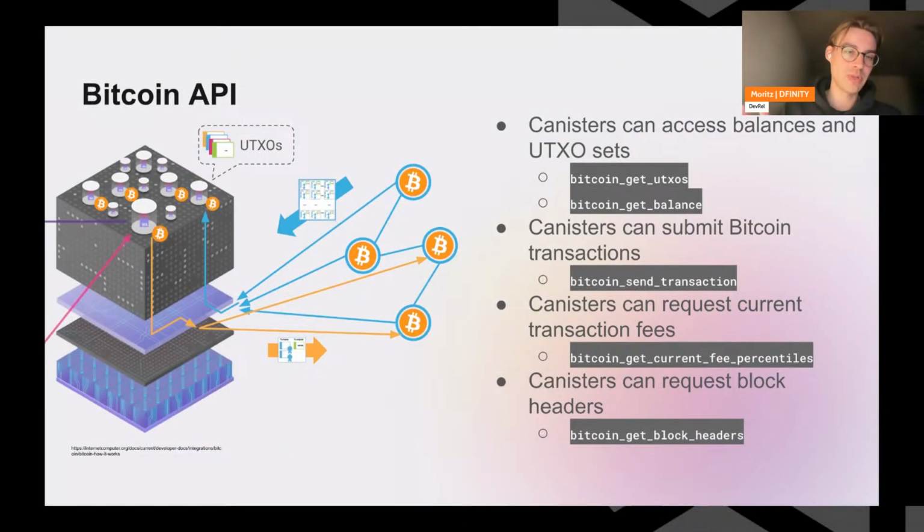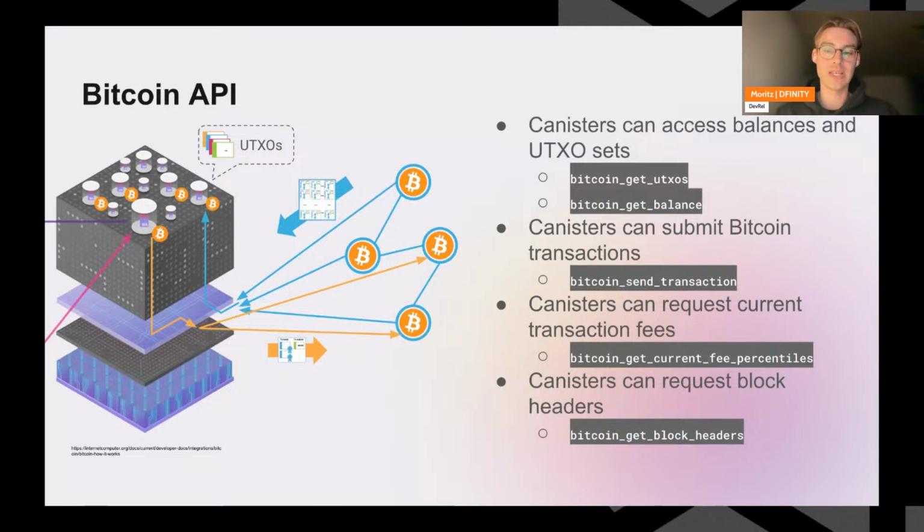So quick recap, Bitcoin API, this is covered in more depth in the talk I gave on Monday. So it's essentially an API that allows us to read and write Bitcoin state. And through this API, you have access to 6 different functions. First 2, Bitcoin get UTXOs and Bitcoin get balance, I guess self-explanatory. So you provide an address and you get the information what UTXOs belong to this address or what balance this address has.